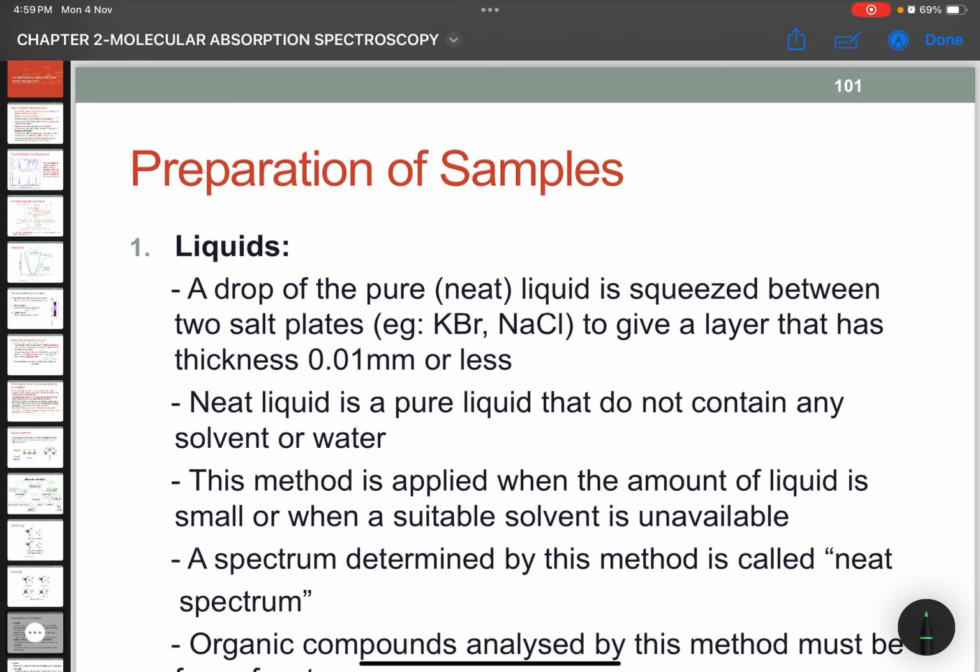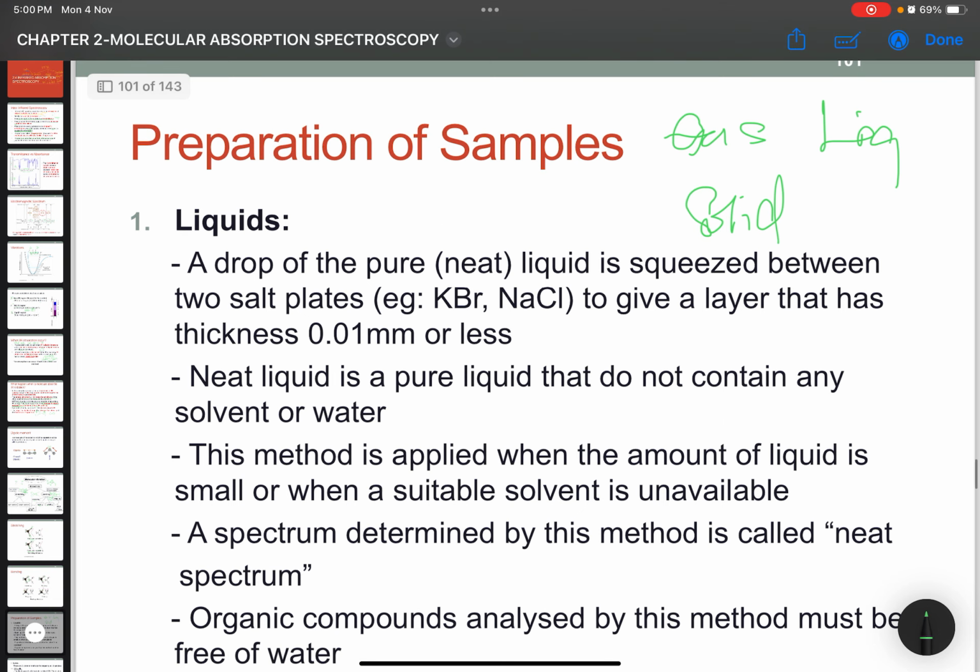Okay, now we look at the sample prep, ya. Kita dah tengok dah tadi. Sample prep ada for 3 types, ya. Kita ada gas, kita ada liquid, and kita ada solid. Okay, so yang ini for liquid, sekejap, ya. Okay, for liquid, ya.